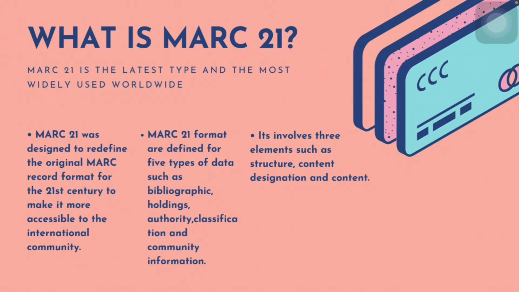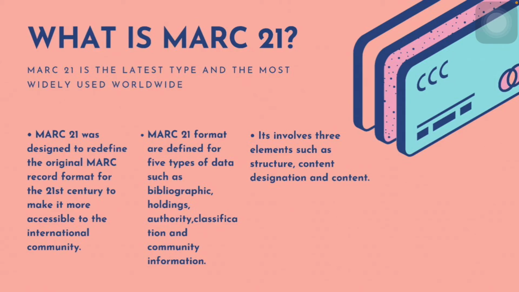The format for community information provides format specifications for records containing information about events, programs, and services, so that this information can be integrated into the same public access catalog as data in other record types.